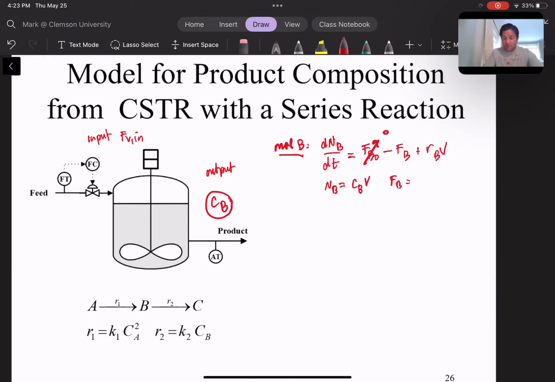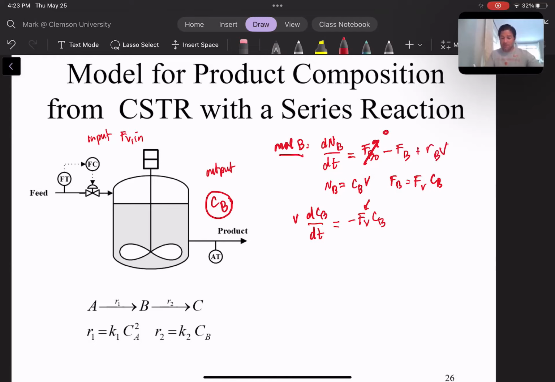FB equals the flow rate. And again, we're assuming constant volume, so constant flow rate in, constant flow rate out, volumetric flow rates, times the concentration of B. And then we have the reaction rate for species B. So let me substitute these terms in, and we have V times dCB/dt equals negative FV times CB. So again, we have this right here is our input, CB is our output, and the rest we have are constants.